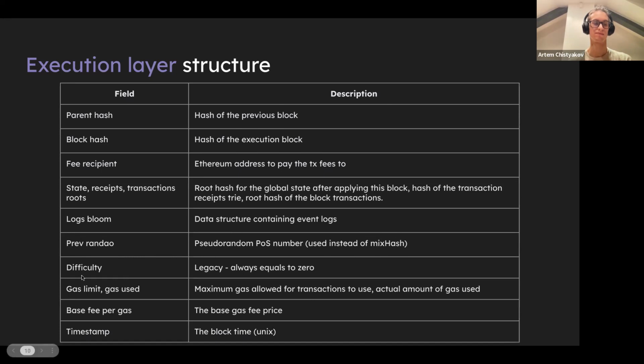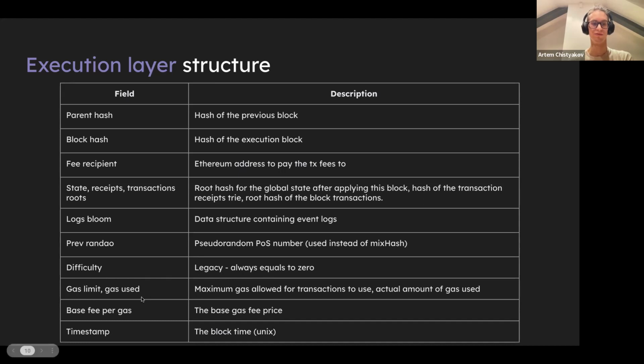Then difficulty is a legacy feature that we received from proof of work Ethereum, and before it was used to adjust the Ethereum difficulty when, for example, blocks were mined too quickly or too slowly. Right now, this difficulty is not used, and it is left as a legacy field, not to break the block structure when it is represented in bytes. So they decided to leave it always at 0 and let it be there.